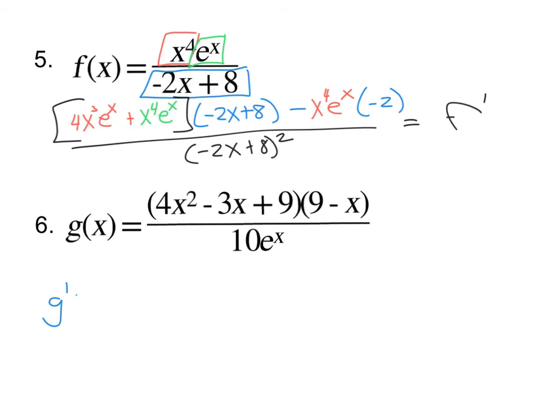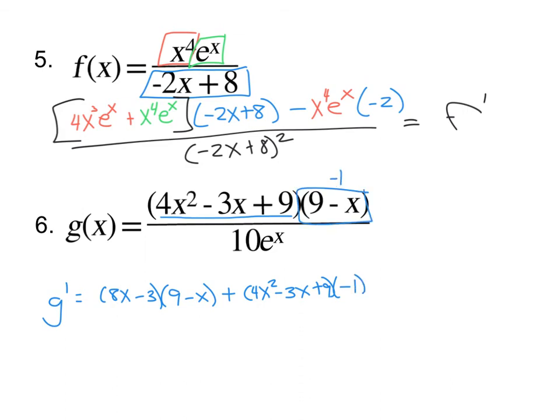Again, we're going to start off with that product rule. The derivative of the first, 8x minus 3, times the second, 9 minus x, plus, again, product rule, the first, 4x squared minus 3x plus 9, times the derivative of the second, negative 1, right? The derivative of that is negative 1. That entire thing is the derivative of the top.